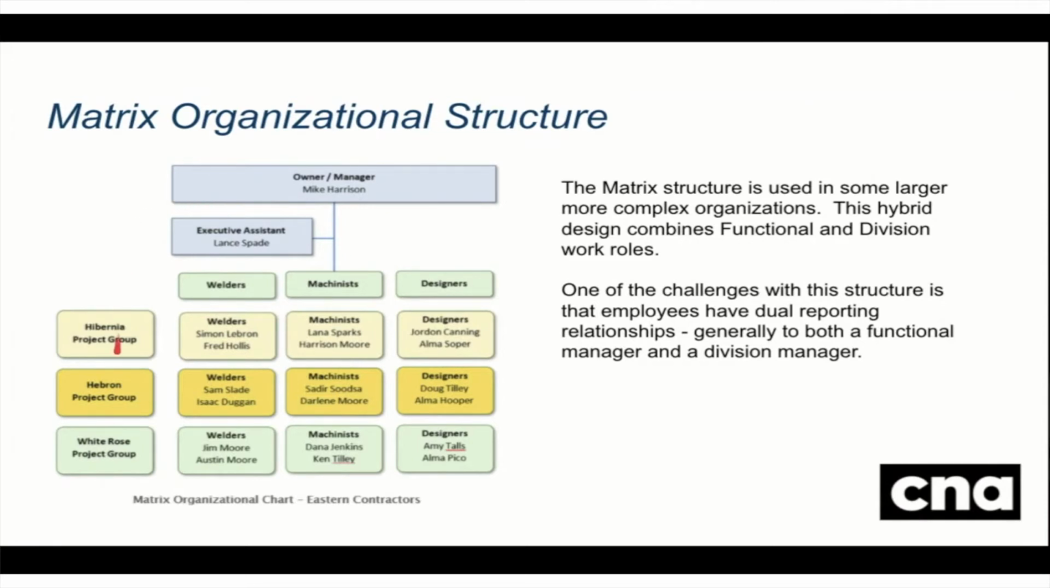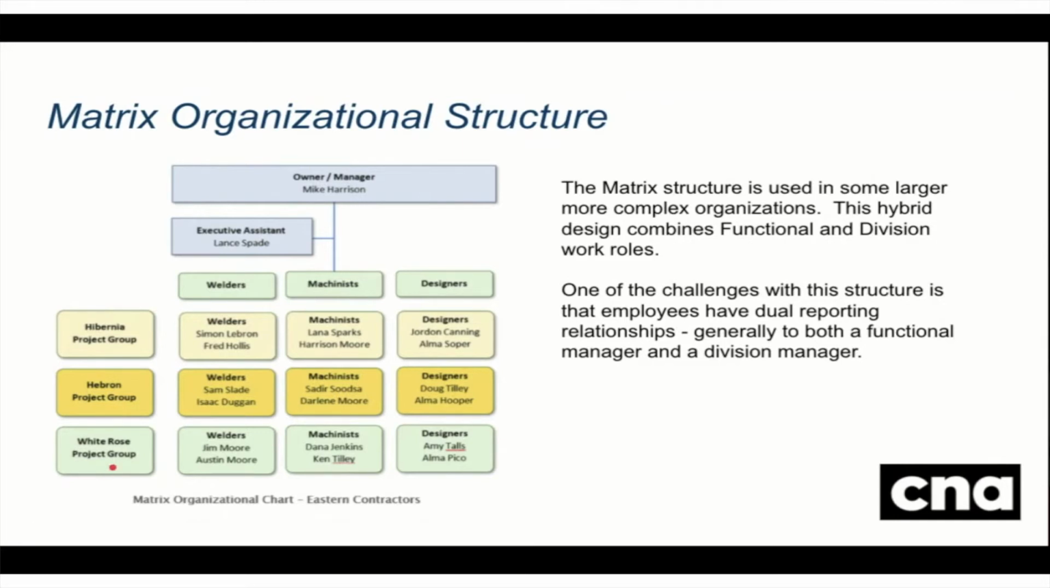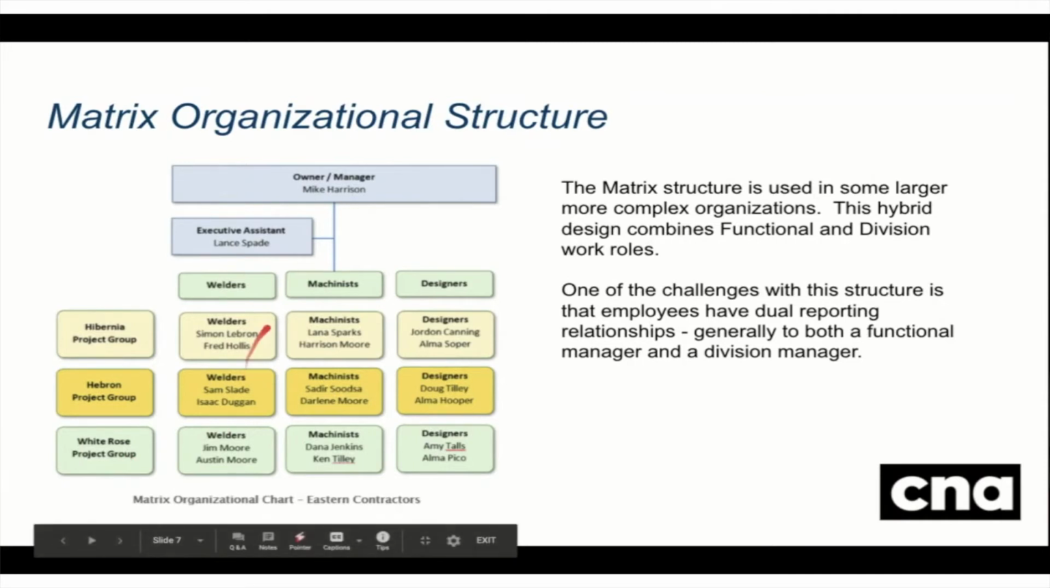Let's assume the Hibernia project has a head person too. This project group has a head person. Simon's wondering, do I report to the head welder or do I report to the Hibernia project group head? That can create some stress for Simon, right? So Simon needs to be really, really clear, and the organization needs to be really clear of who's captaining the ship. Is the welder boss the top boss, or is the project group boss the top boss?